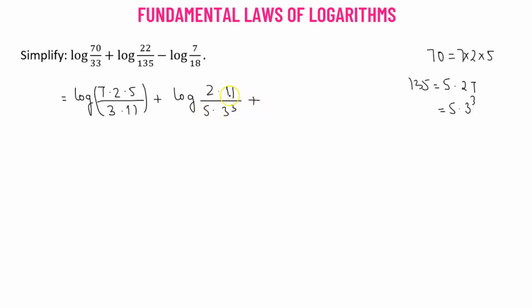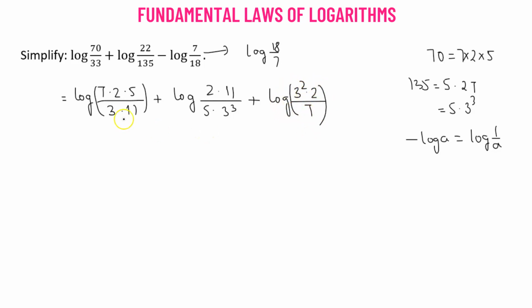Plus, so here we're going to use a property that negative log of a is equivalent to log of 1 over a. We have negative log of 7 over 18. So this is also equivalent to positive log of 18 over 7. So we have log of 18. So the factors of 18 will be 3 times 6, and 6 will be 2 times 3. So that means we have 3 squared, which is 9. 9 times 2 is 18, divided by 7.